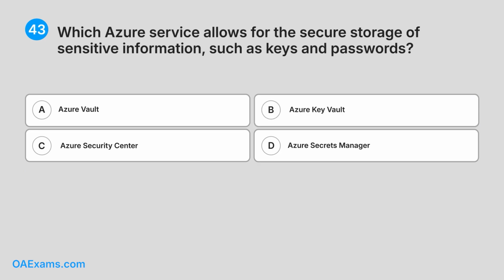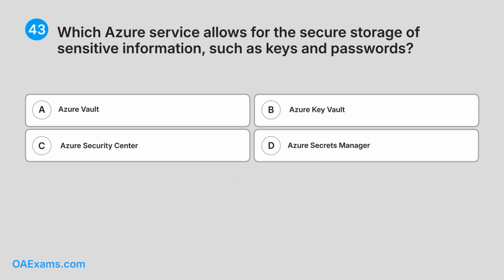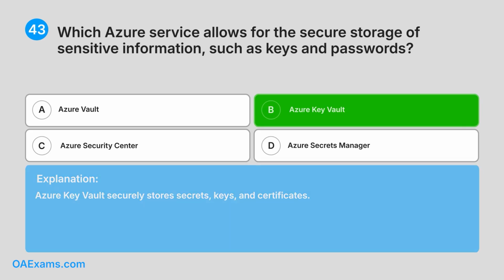43. Which Azure service allows for the secure storage of sensitive information, such as keys and passwords? A. Azure Vault. B. Azure Key Vault. C. Azure Security Center. D. Azure Secrets Manager. Do you know the answer? Correct answer B. Explanation: Azure Key Vault securely stores secrets, keys, and certificates.